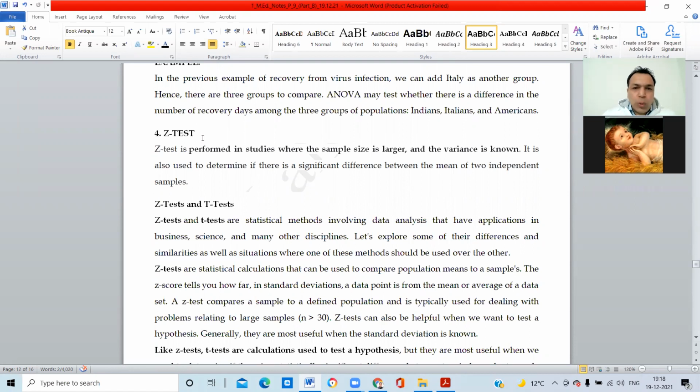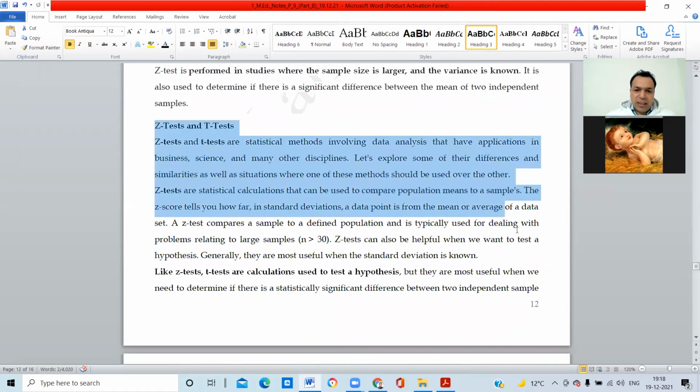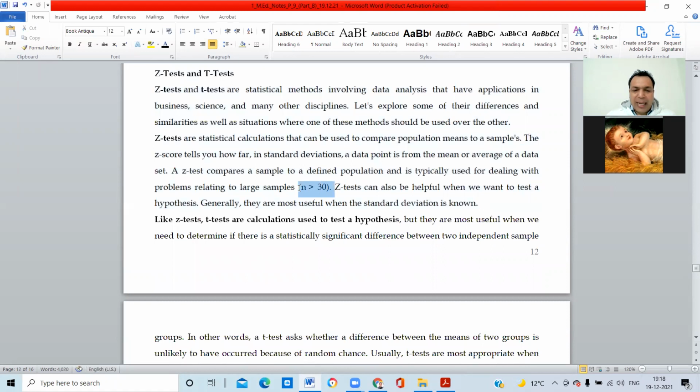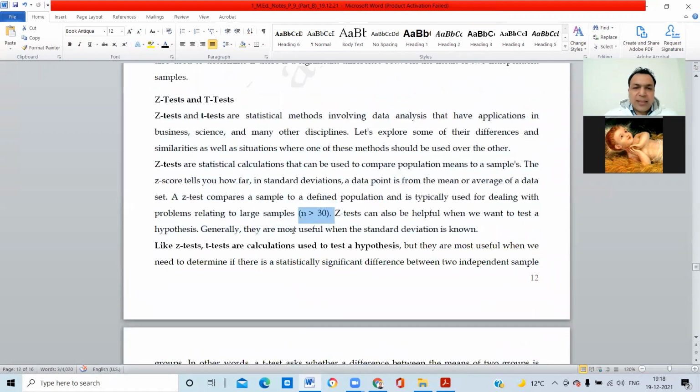The T test is only used when the sample is small. When the sample is greater than 30, we use the Z test. That is the only difference, and I have written the difference here. N means the number of cases. If the number of samples is greater than 30, then you use the Z test.